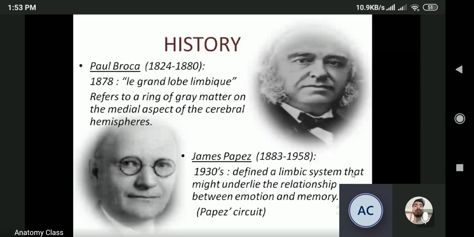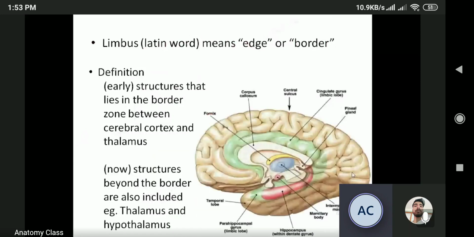And actually, the word limbic is derived from the Latin word limbus, which means edge or border. Because the early limbic system was supposed to be the structures that lie in the border zone between the cerebral cortex and thalamus, it is named limbic system. But nowadays it is considered that not just the border zone structures are present, but even the thalamus and hypothalamus are also included within this limbic system.